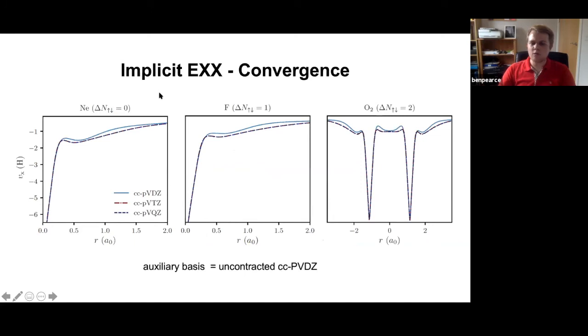So we can look at the convergence of the implicit exact exchange results for three systems as well. You can see here we've got the neon atom, which is a singlet state, kind of like a reference for a closed shell system. We've got the fluorine atom, which is a doublet state, and we've got a triplet A2 diatomic again. What's clear this time is that actually double zeta is not enough. We do need to jump to a higher orbital basis set for the same auxiliary set. And this is likely due to the non-local behavior of the right-hand side function B of R being more difficult to represent.